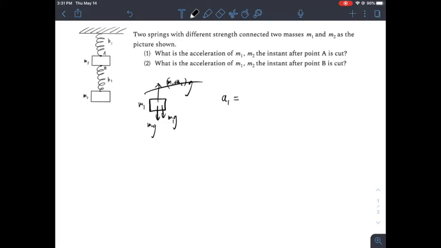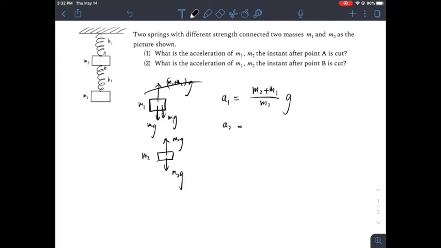So we know when A is cut, the top force disappears. Then we are only left with the bottom force, (M2G plus M1G) divided by M1. That would be our acceleration for M1, and it points downwards because both vectors point downwards. And what is A2? We know on the mass M2 there's only one spring force acting on it, which is equal to M2G. It's equivalent to its gravitational force because it's balanced.